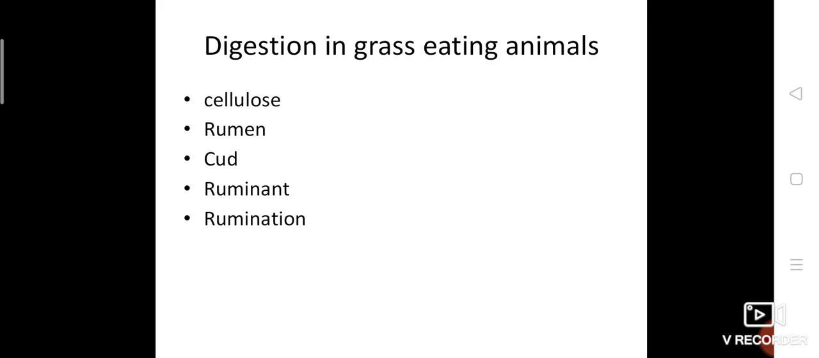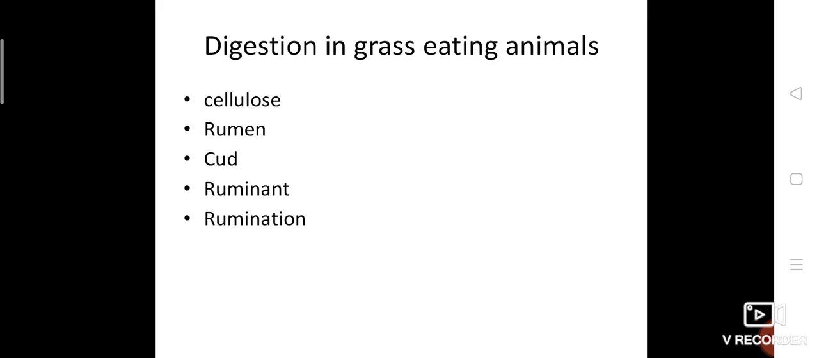Why does that matter? Because the cell wall is made up of cellulose, and we humans can't digest that cellulose. So grass eating animals, I told you, plants are made up of cellulose, the cell wall is made up of cellulose. So animals that eat grass have to digest that cellulose. For that purpose rumen is present. Rumen is one of the organs which is present in grass eating animals.